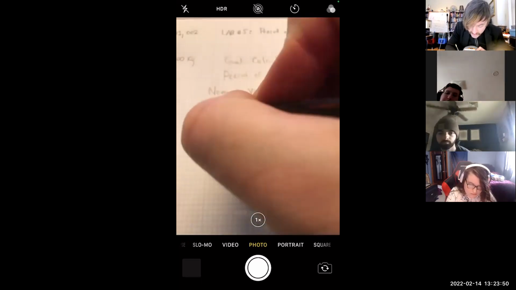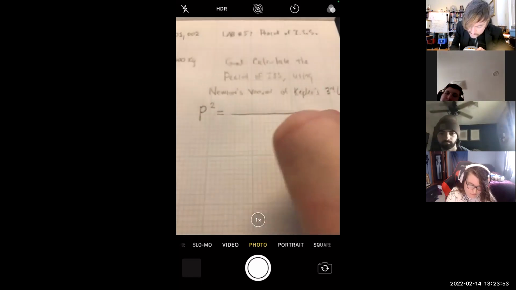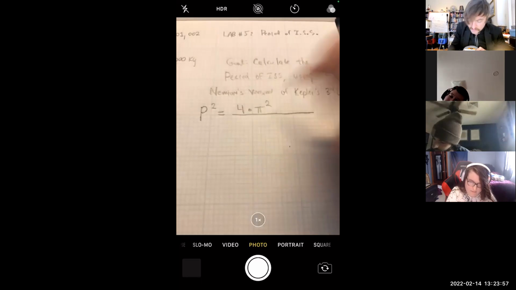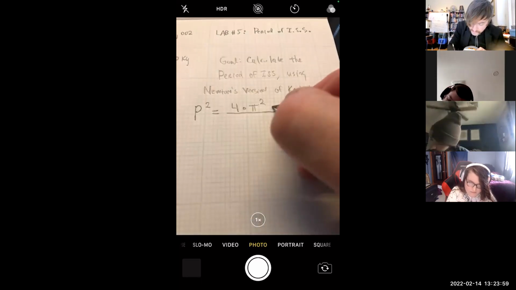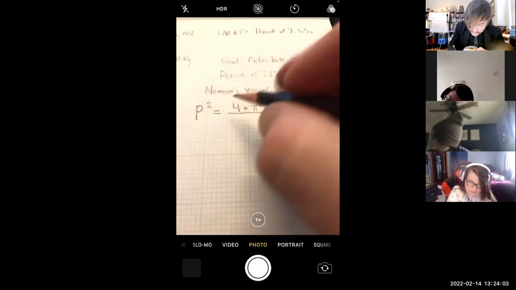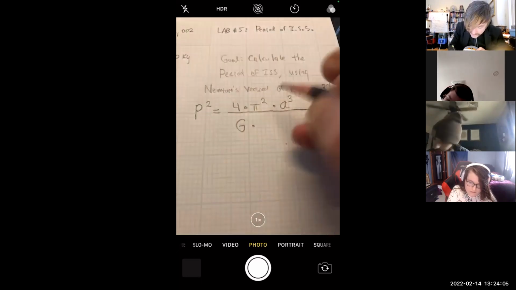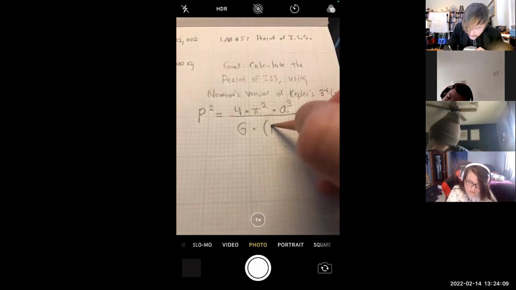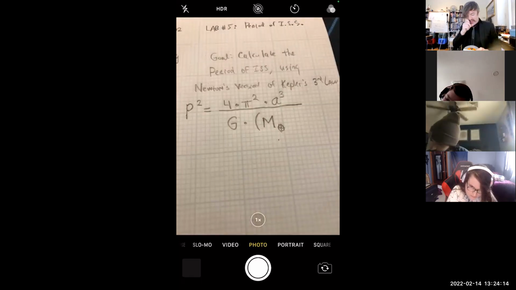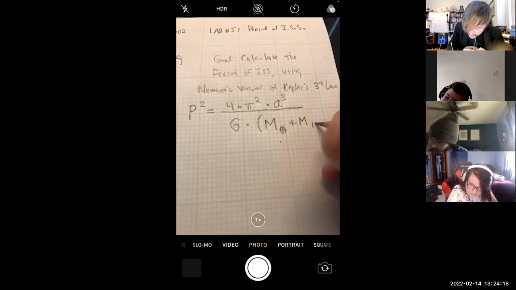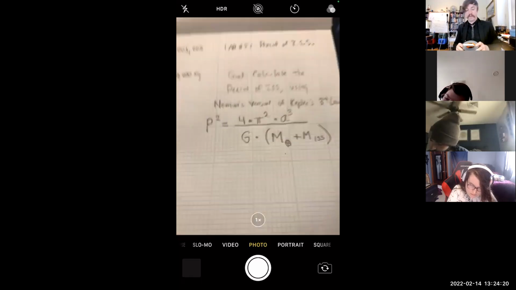P squared is equal to 4 times pi squared times a cubed divided by big G times open parentheses, the sum of the masses. So in our case, it's the mass of Earth plus the mass of the I.S.S.